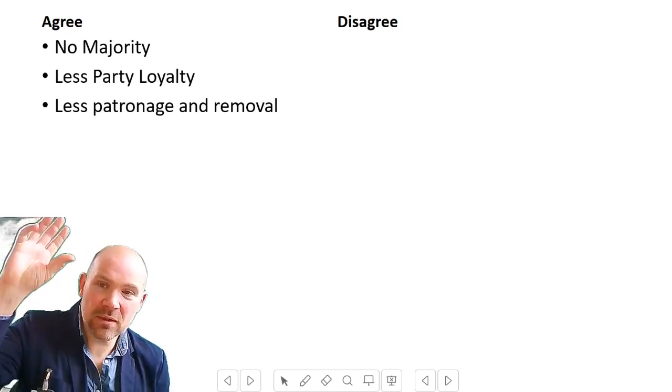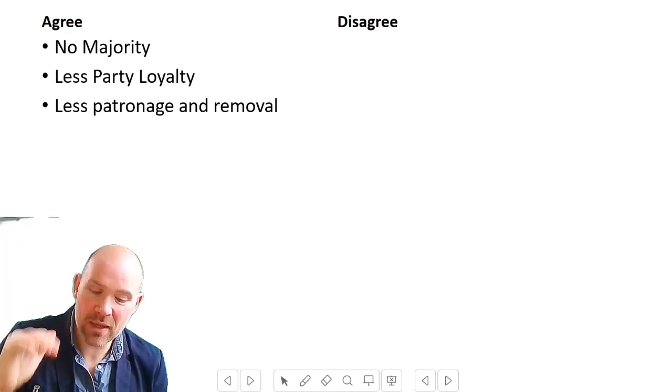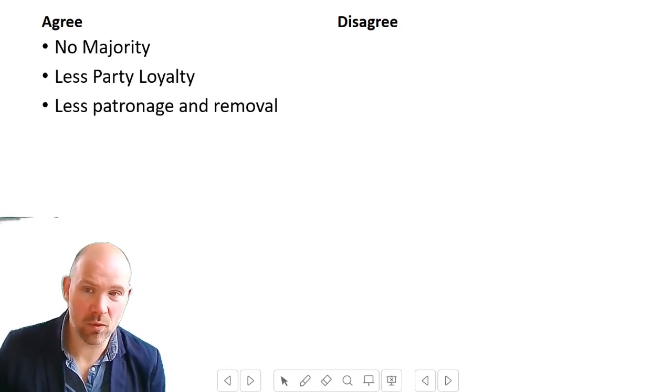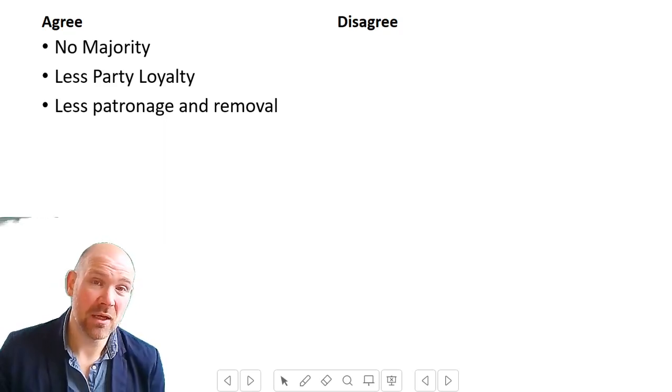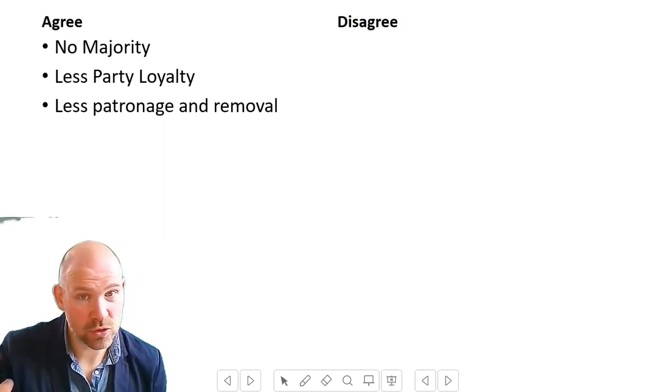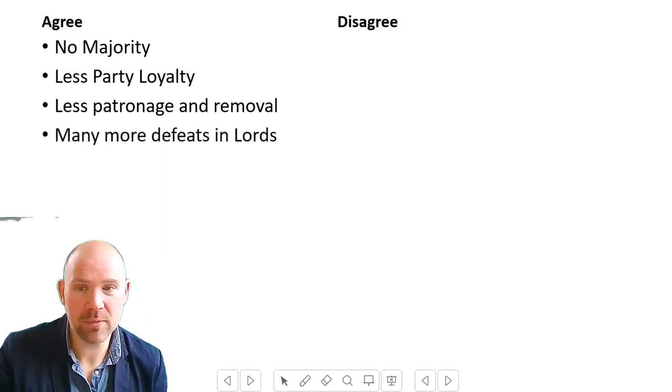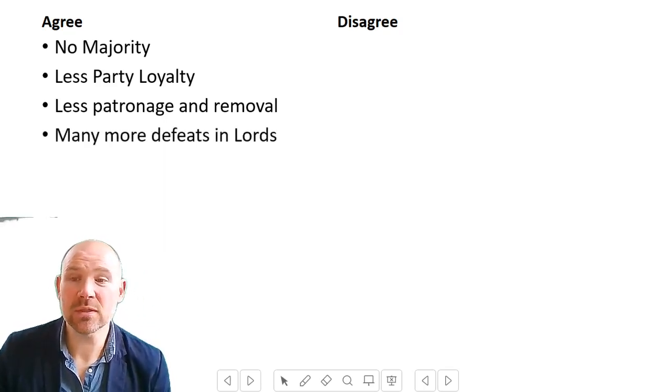So putting these three things together, you have a House which is far more independent than the House of Commons. And so you could use that to create an argument that they are going to end up having more influence because they're more likely to disagree with what the Commons is doing. Now, of course, you can build that argument up or you can knock it down, but it's a pretty good argument. And this, of course, has led to many more defeats in the House of Lords.